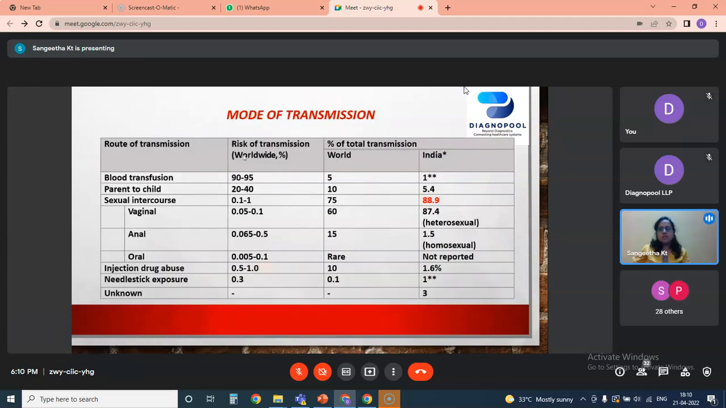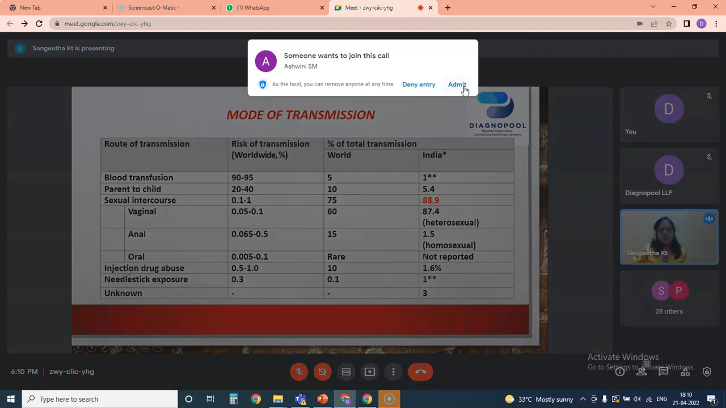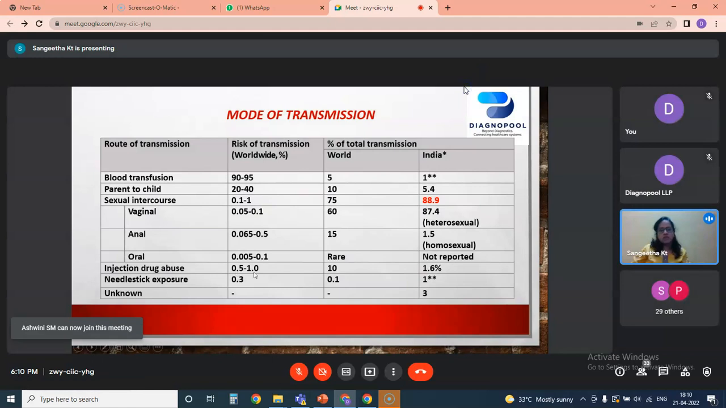So now coming to the various modes of transmission, worldwide 90 to 95% of the risk of transmission is because of blood transmission. Parent to child, 20 to 40%. Sexual intercourse, 0.1 to 1%. Even injection drug abuse can cause transmission of the virus. Needle stick exposures can cause transmission of the virus.